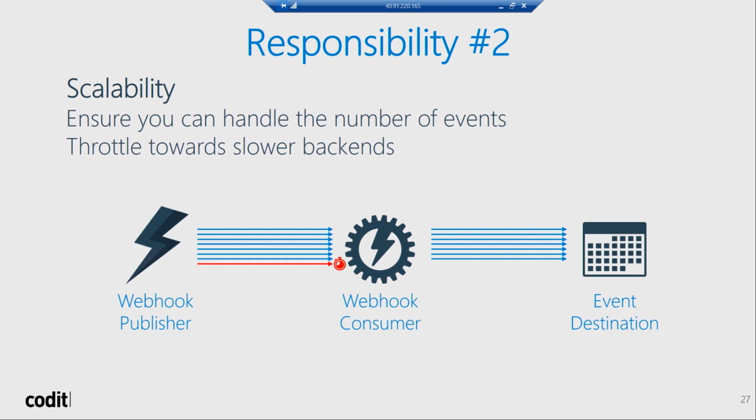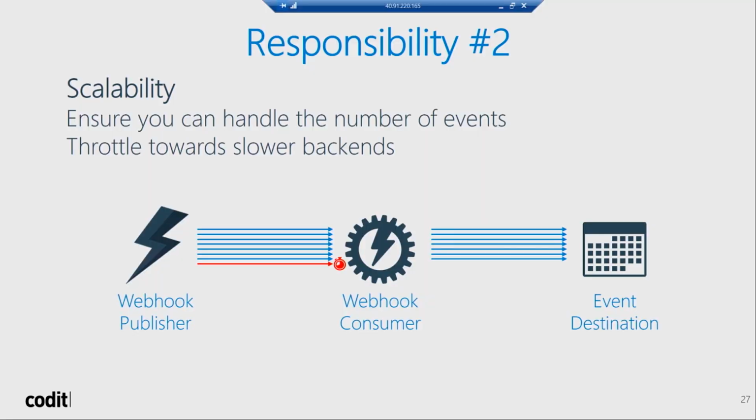So it could be that you have peak loads, and you need to make sure that you can scale to handle that peak. And on the other hand, you need to be able to throttle a little bit towards your backend systems, because your old legacy applications or your slow databases will not always be able to handle a lot of concurrent calls. So on the receive side, you need to be scalable, but on the other hand, you need to be able to throttle if needed.